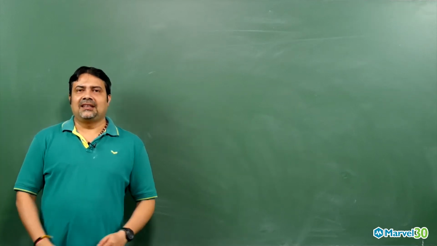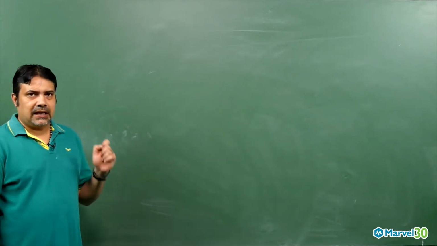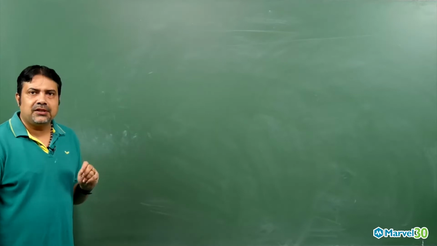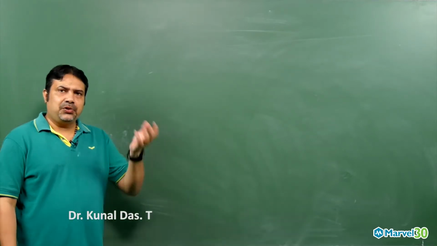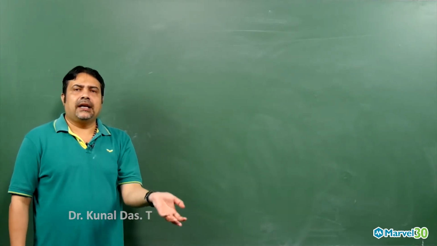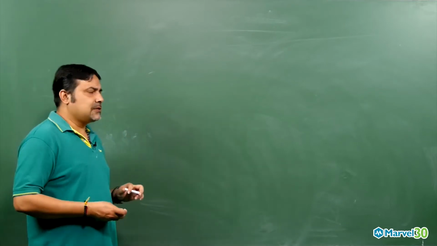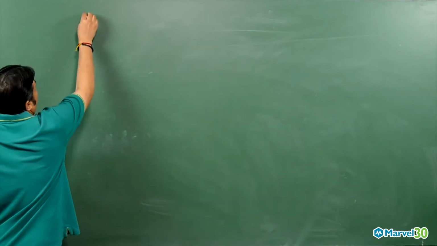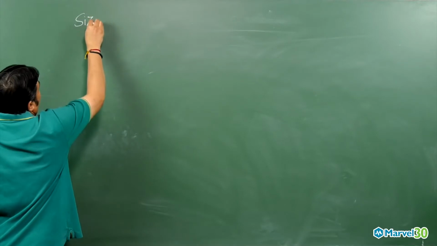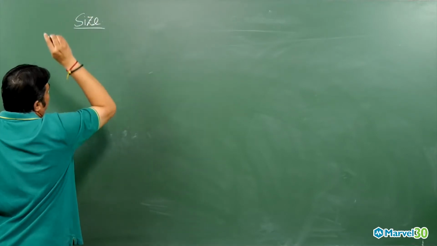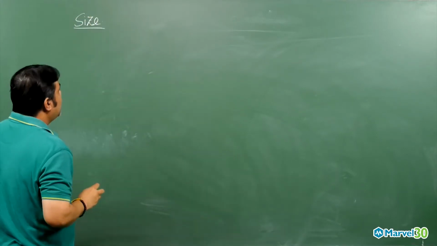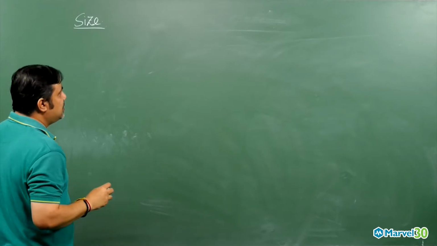Hello student. So already we discussed the periodic classifications. Now I am going to discuss the different properties, how they vary along a period and along a group. So let us focus first on the size of atom. Size we need to know.